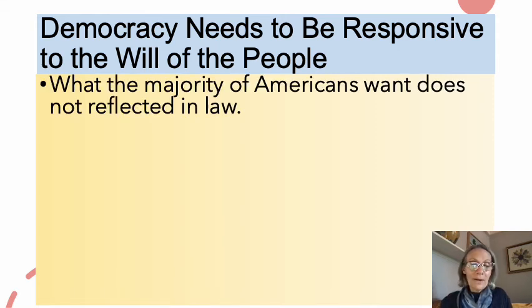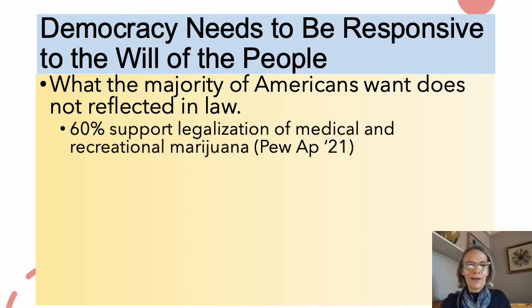But in the United States, at least recently, what the majority of Americans want often is not reflected in the law, right? Leading some people to wonder why the will of the people isn't being reflected in laws. And here are just some examples of what the majority of people want, but how that hasn't been reflected, at least not at the federal level.